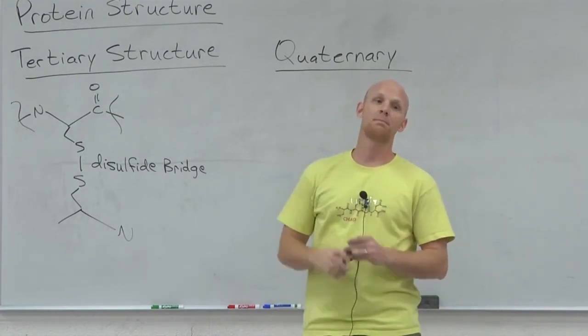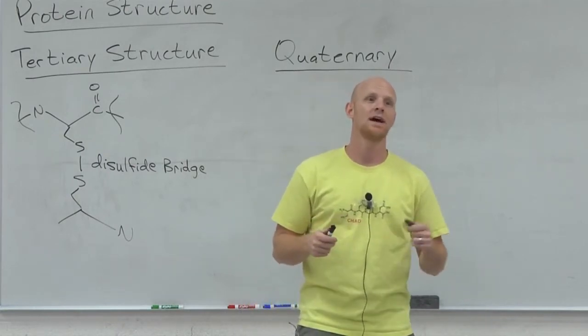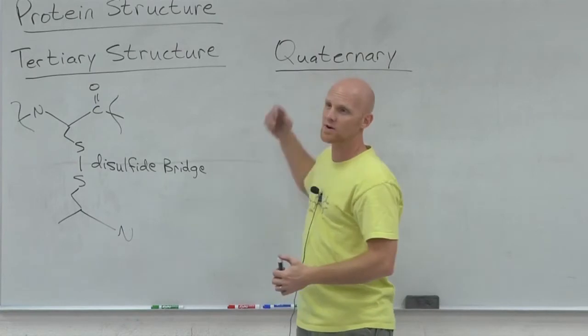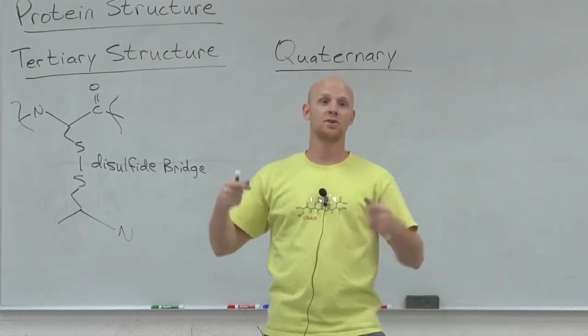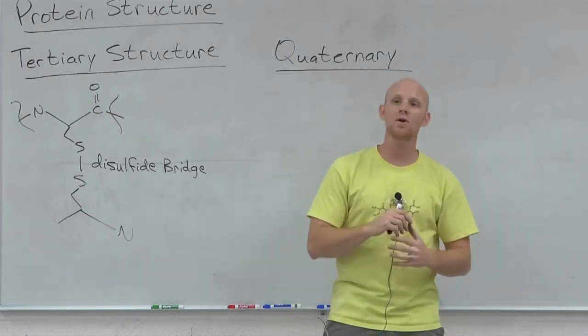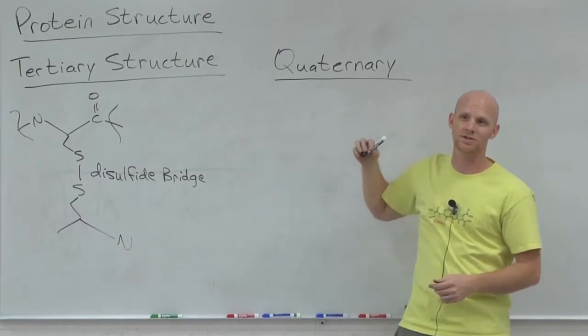So a lot of proteins actually are made of multiple peptide chains. And how those peptide chains interact with each other is the quaternary structure. Those two different peptide chains could have disulfide bridges between them, hydrogen bonding, electrostatic interactions, all that stuff. Everything that played a role in tertiary structure also plays a role in quaternary structure.